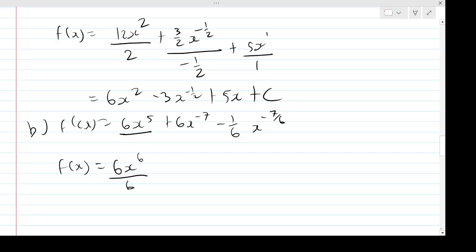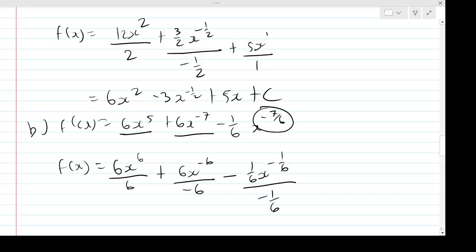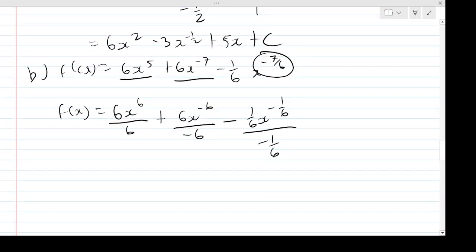Then we add 6x to the minus 7. Then we add 1 to the power. So minus 7 add 1 is minus 6. Then we divide by that. So minus 6. Then we have minus 6x to the minus 7 over 6. If we add 1 to the power, so minus 7 over 6 add 1 is minus 1 over 6. Okay. Then we divide by the power, so minus a 6. And then we can just simplify the fractions. So we have 6 over 6, which is 1. So x to the 6. Then we have 6 over minus 6.